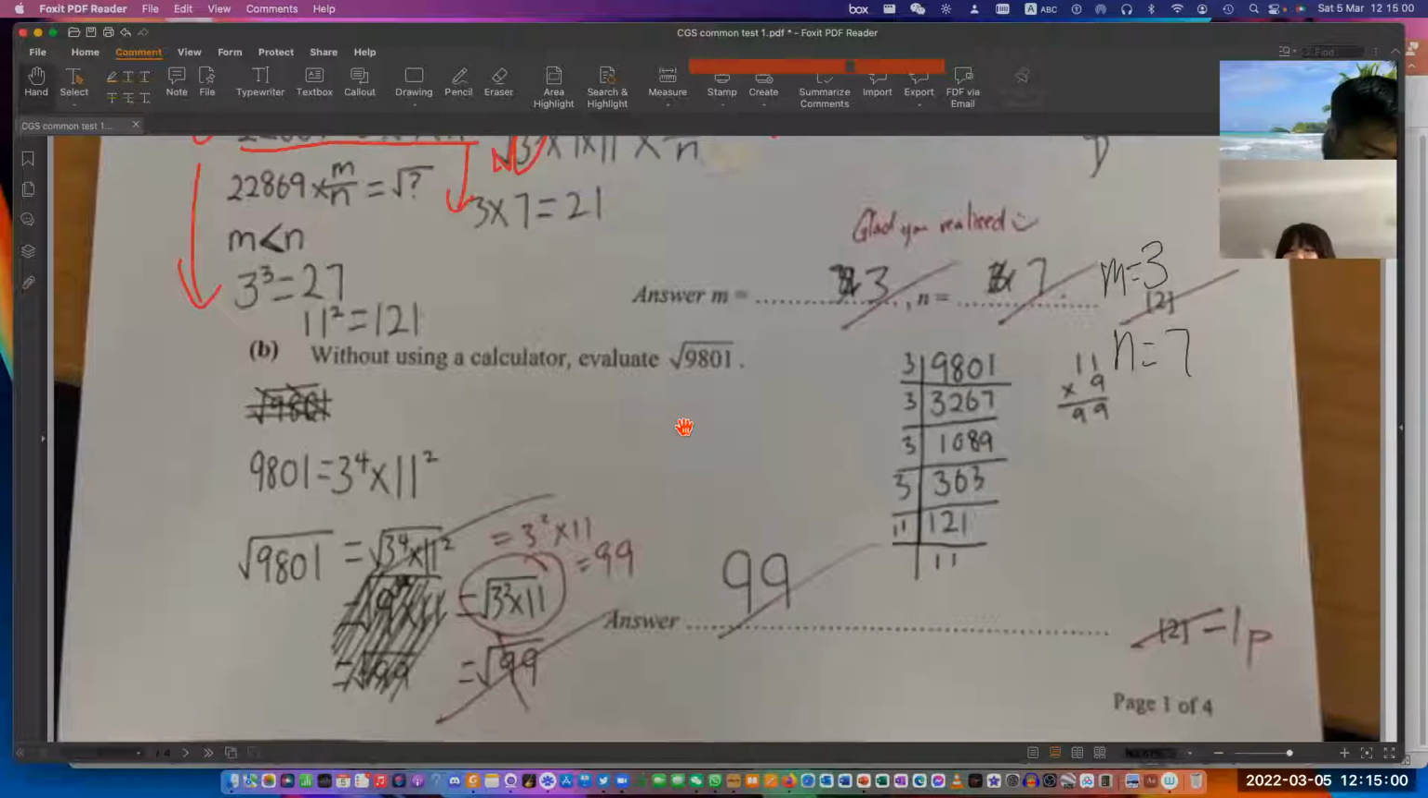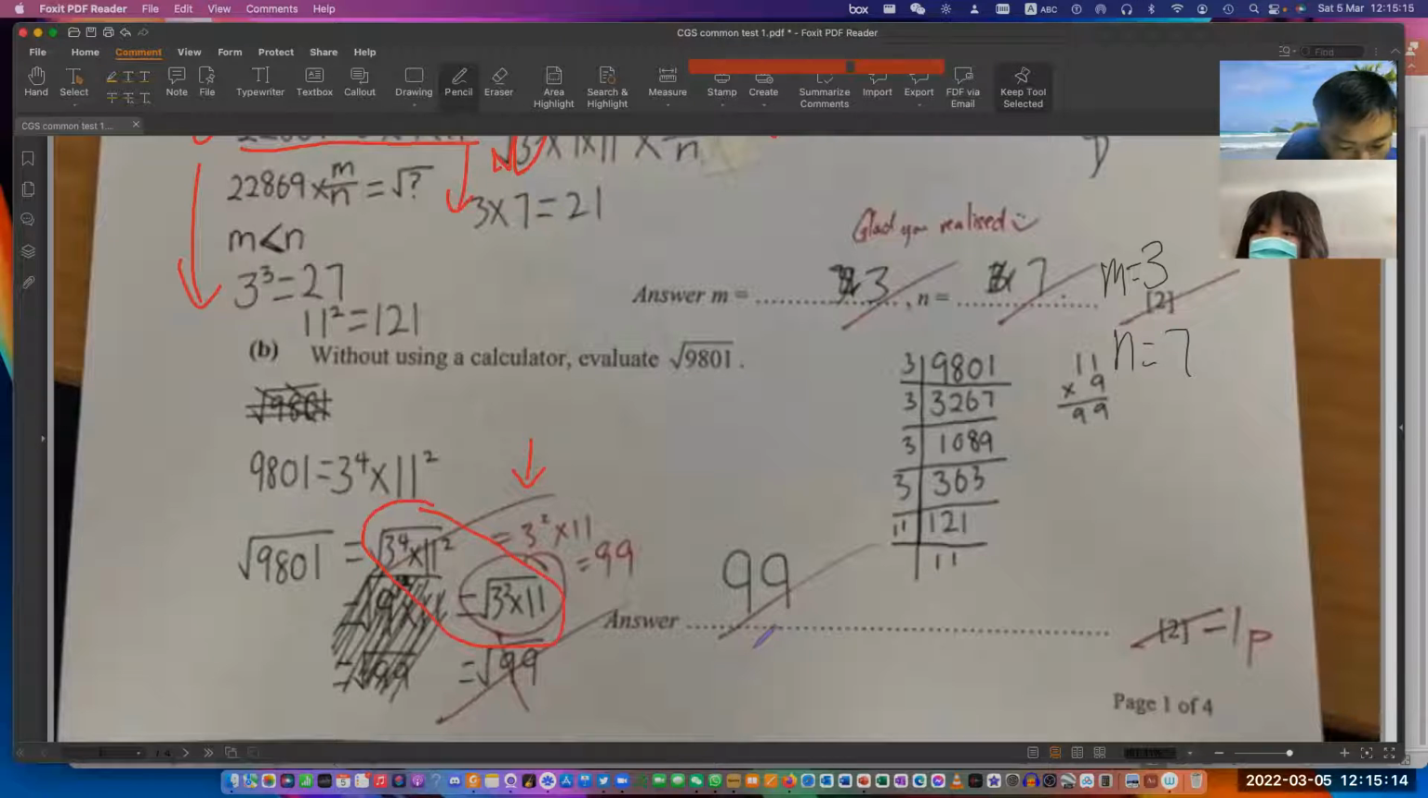Next, this is total nonsense. Why I say so? I mean this part. Everything is right, but this part is wrong. Why is it wrong? Do you know why it is wrong? No? Wow. You are wrong and you don't realize why it is wrong.